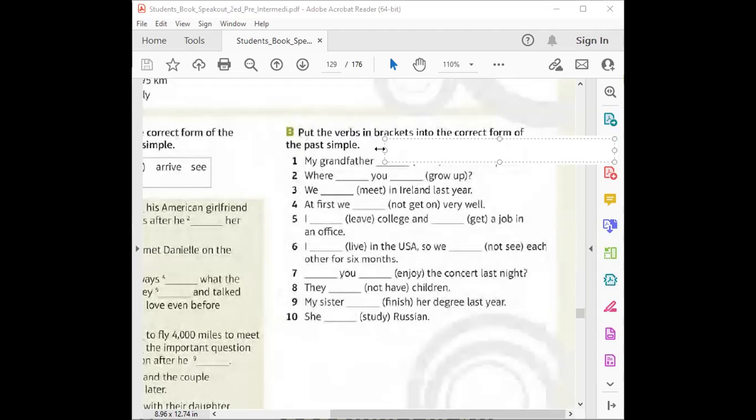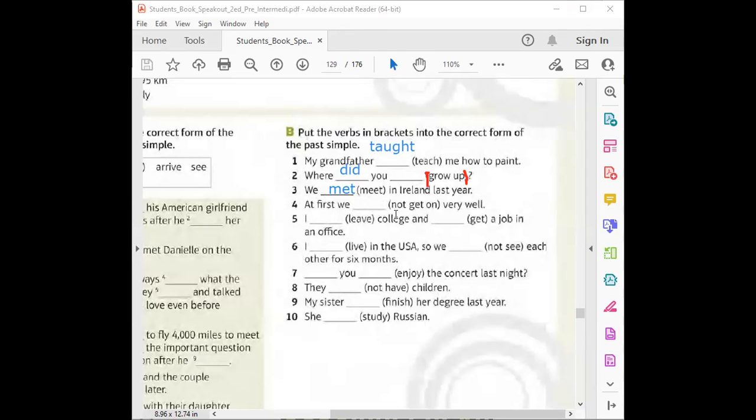So my grandfather taught me how to paint. Now, where did you grow up? The same, just remove the brackets. Now, Layla, it's your turn. Do for us number 3, please. We met in Ireland last year. Thank you.